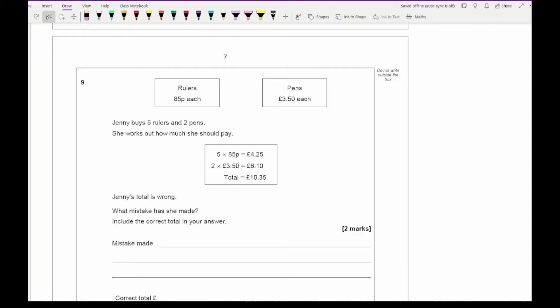So question 9 says that Jenny buys 5 rulers and 2 pens. She works out how much she should pay. The prices of rulers and pens are stated above. Jenny's total is wrong. What mistake has she made? Include the correct total in your answer.